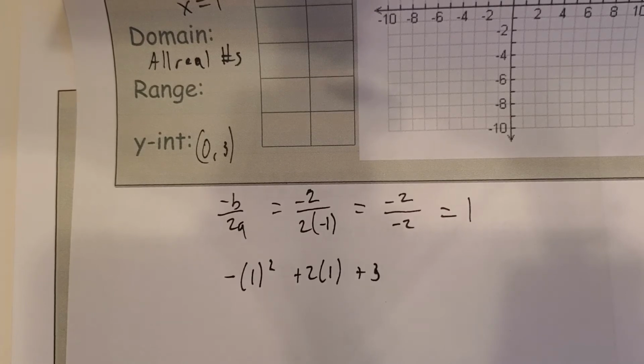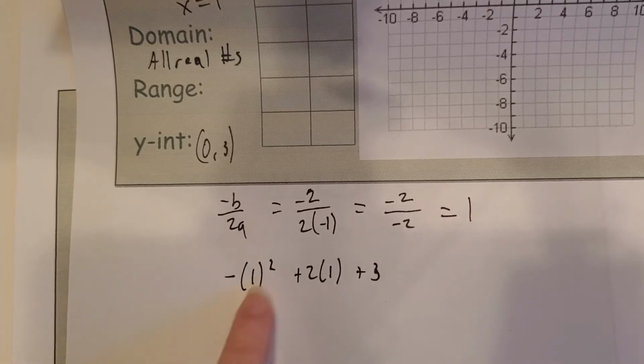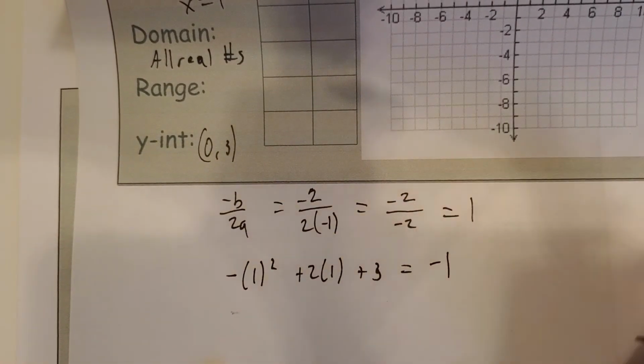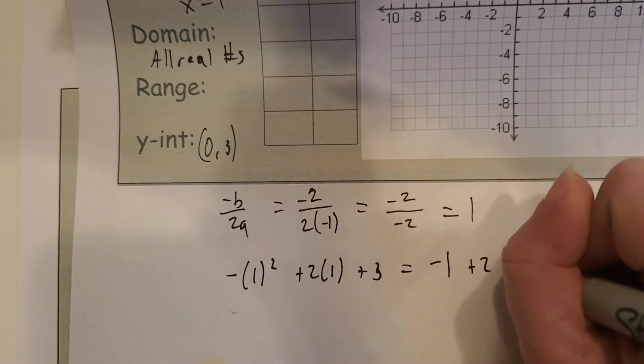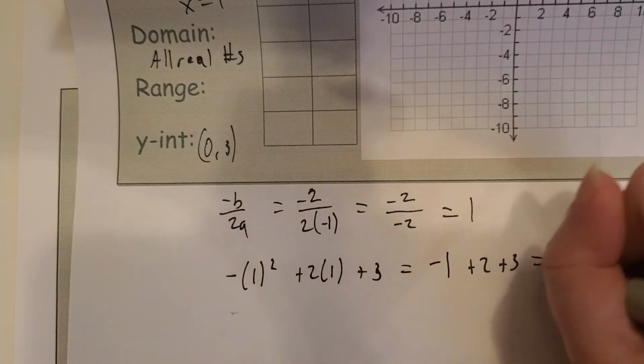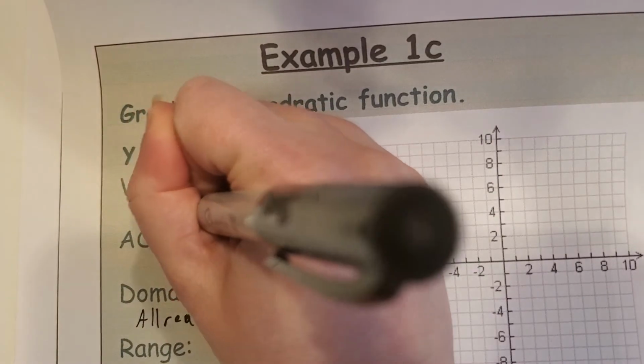Even if you had negative 2x squared, I think there were problems like that on your homework last time. If you had negative 2x squared, you would plug in your x value, square it, and then multiply by negative 2, or whatever your coefficient is, you know? So 1 squared is 1 times negative... This is going to get us, I'll do this over here, negative 1 plus 2 plus 3. So negative 1 plus 2 is 1, plus 3 is 4. So the vertex is 1, 4.